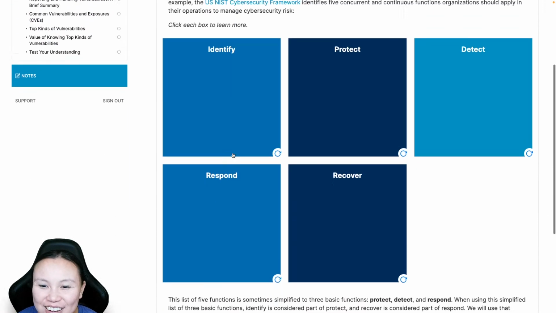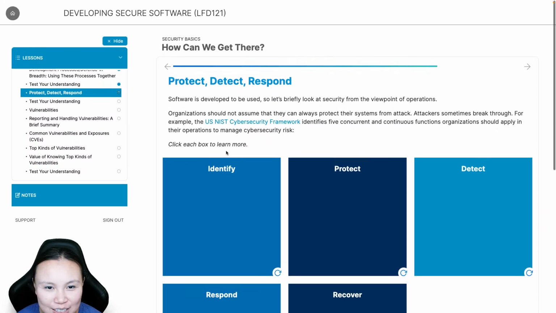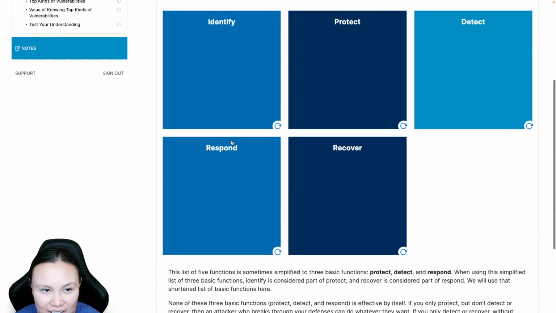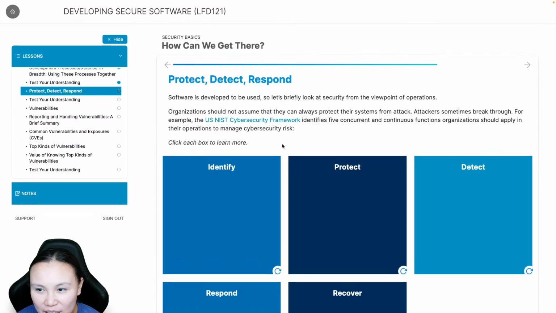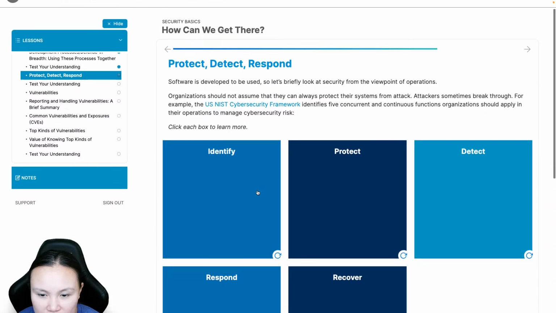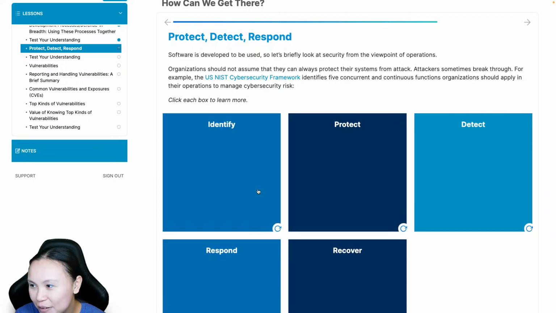This is another interactive one. I love the fact that there are so many interactive things here, which is fun. Like the text wall that we just came across is a bit tiresome. Software is developed to be used, so let's briefly look at security from the viewpoint of operations. Click. Oh, this is just clicking, okay. It's like I've flipped a card like in kindergarten or something.